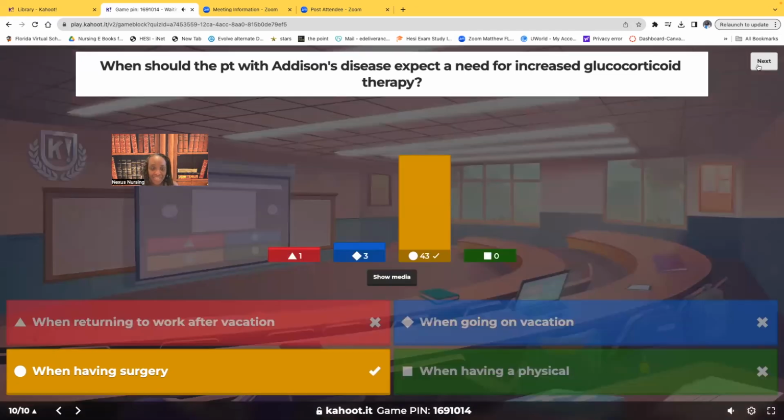Very good. When having surgery. Again, guys, major illness, trauma, dental work, pregnancy, anything that is traumatic to the body that will cause a huge stress on the body that would make the adrenal glands want to secrete glucocorticoids, but it's unable to, that patient's going to need a higher dose of an exogenous source, an outside source. So very good. I'm very proud of you guys. So let's see how you did.